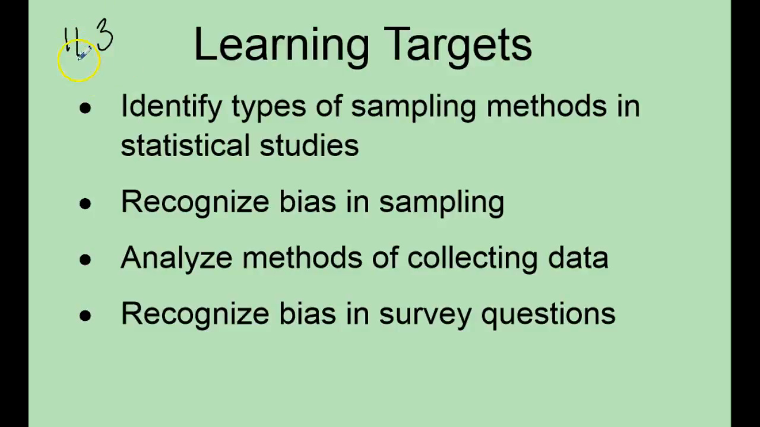Here we're looking at section 11.3. So our learning targets for today are to identify types of sampling methods in statistical studies. Then we're going to be recognizing bias in sampling. Then we need to analyze methods of collecting our data, and then we're going to recognize some bias in certain survey questions. Right? So we've been looking at a bunch of data, and now we have to figure out the best ways that I can gather that data. That's what this whole section is about.